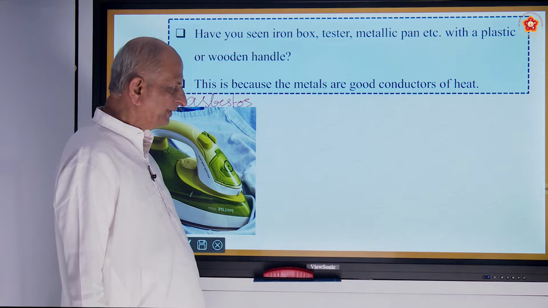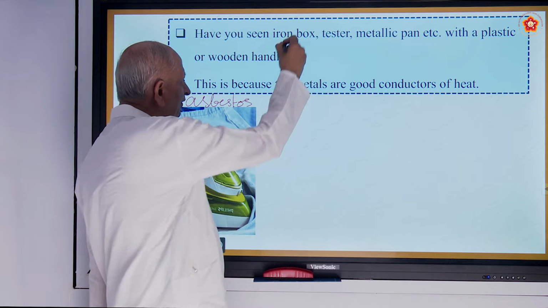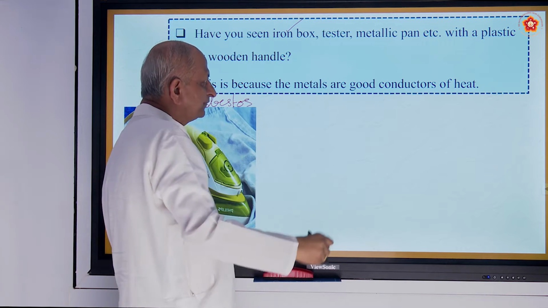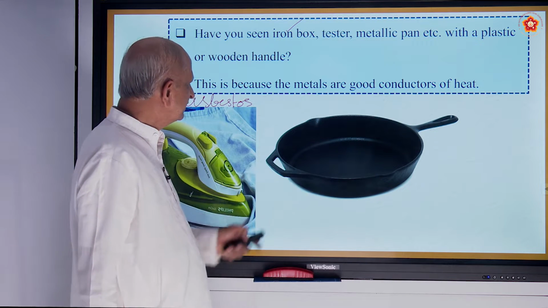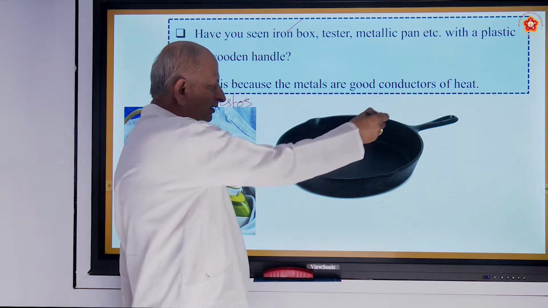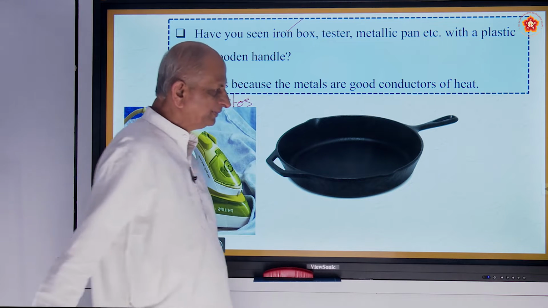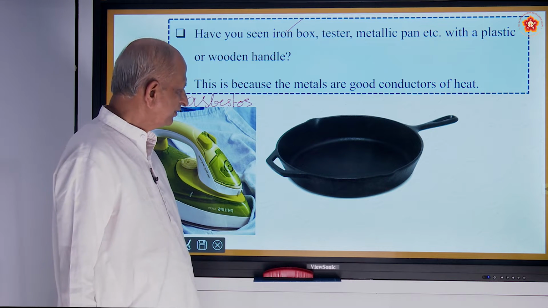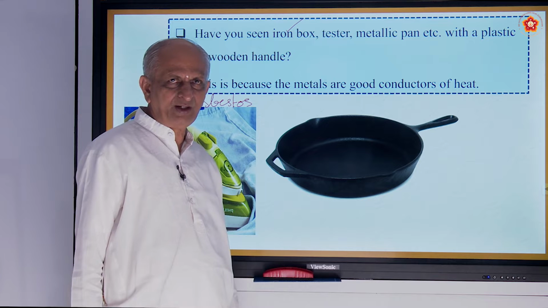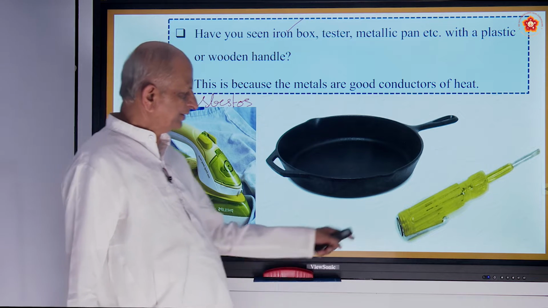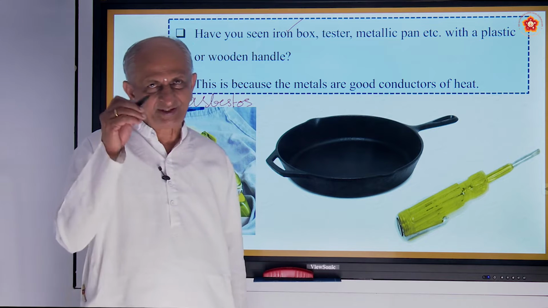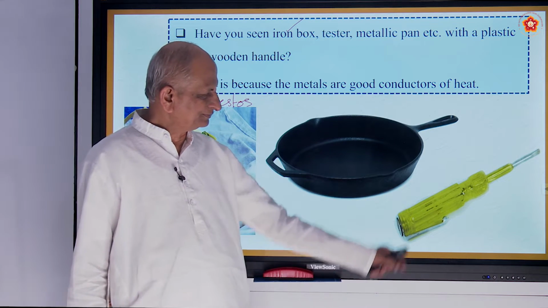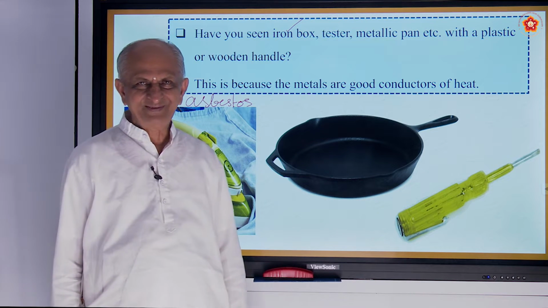It is a white color metal. And also you have seen testers and a metallic pan. So this is a metallic pan. It will either have a handle, sometimes wooden, sometimes plastic. Why do you have that plastic or wooden handle? So this is what is called a tester. It has got a plastic covering. You have seen the tester? Why is it used?